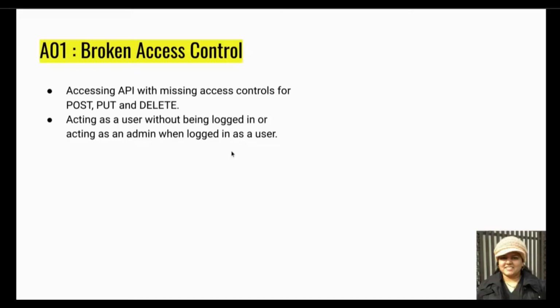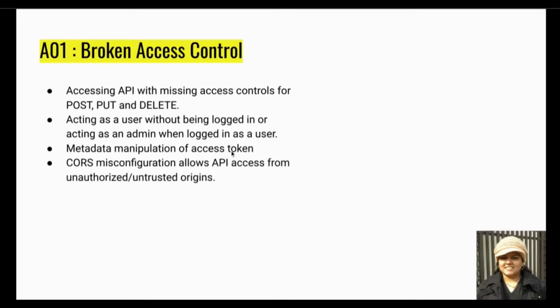There are different types of examples which can help us in understanding broken access control. Let's say we have an API that changes the entity, or we are allowing a user to log in without actually authenticating, or we are allowing the user to change the access token itself, or we have unauthorized or untrusted origins for APIs. Of course, bypassing ACL checks by modifying the URL is a very traditional example of it.